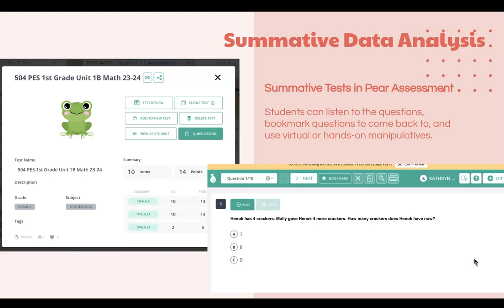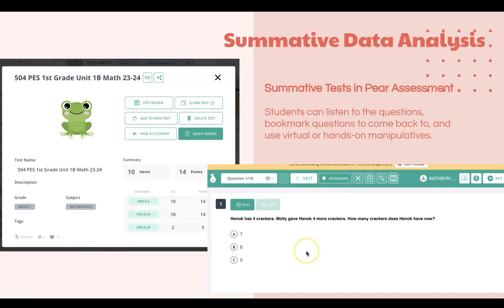For my summative data analysis, I use Pear Assessment in my first grade classroom for summative assessments. Right here you can see our Unit 1B math assessment, and it was 10 questions long. Here's an example of what it looks like for students.